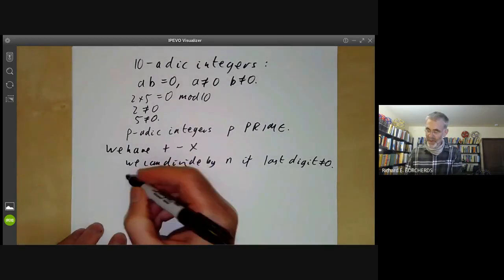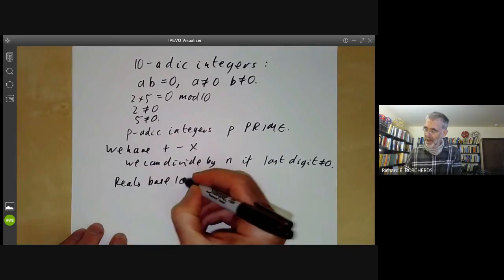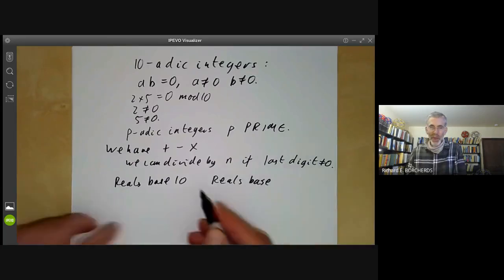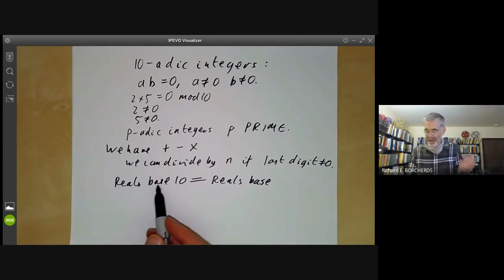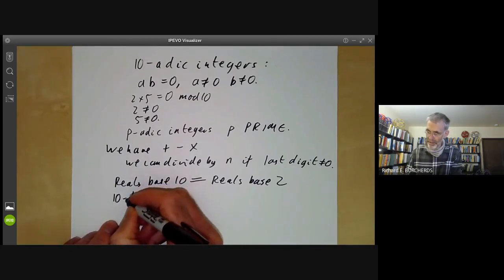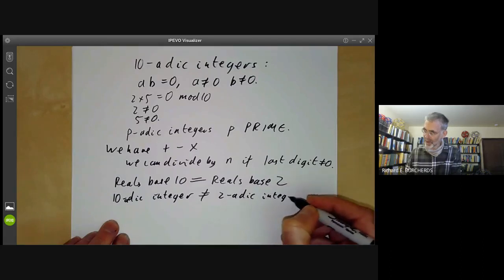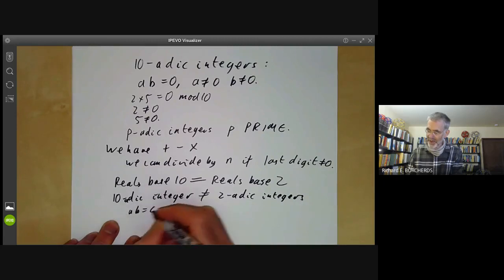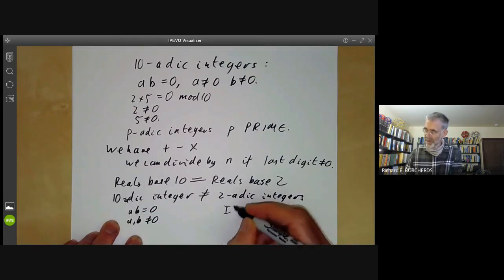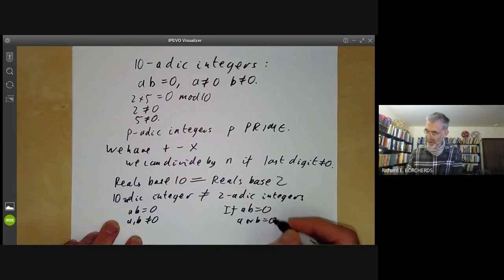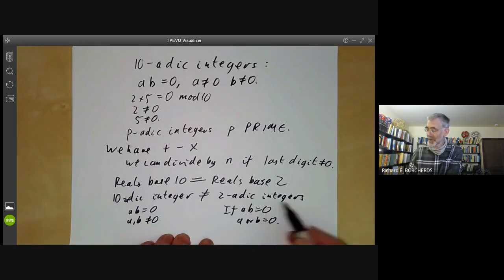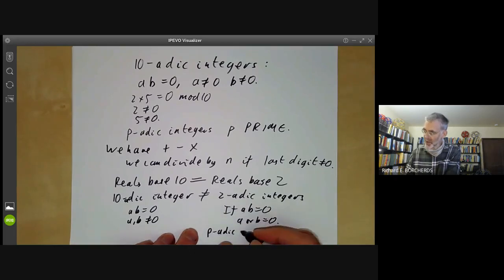There's one slightly confusing thing here, because we can define the reals in base 10, or we can define the reals in base 2, and there's no real difference between them. If we do real numbers in base 10, we're really doing the same thing as in base 2, except the notation is a little bit different. However, the 10-adic integers are not the same as the 2-adic integers at all. For example, in the 10-adic integers we can have AB equals 0 with A and B not 0, but the 2-adic integers have the property that if AB equals 0, then A or B is equal to 0. More generally, if we define the p-adic integers for various different primes, we find the p-adic integers are not equal to the q-adic integers if p is not equal to q and p and q are primes.